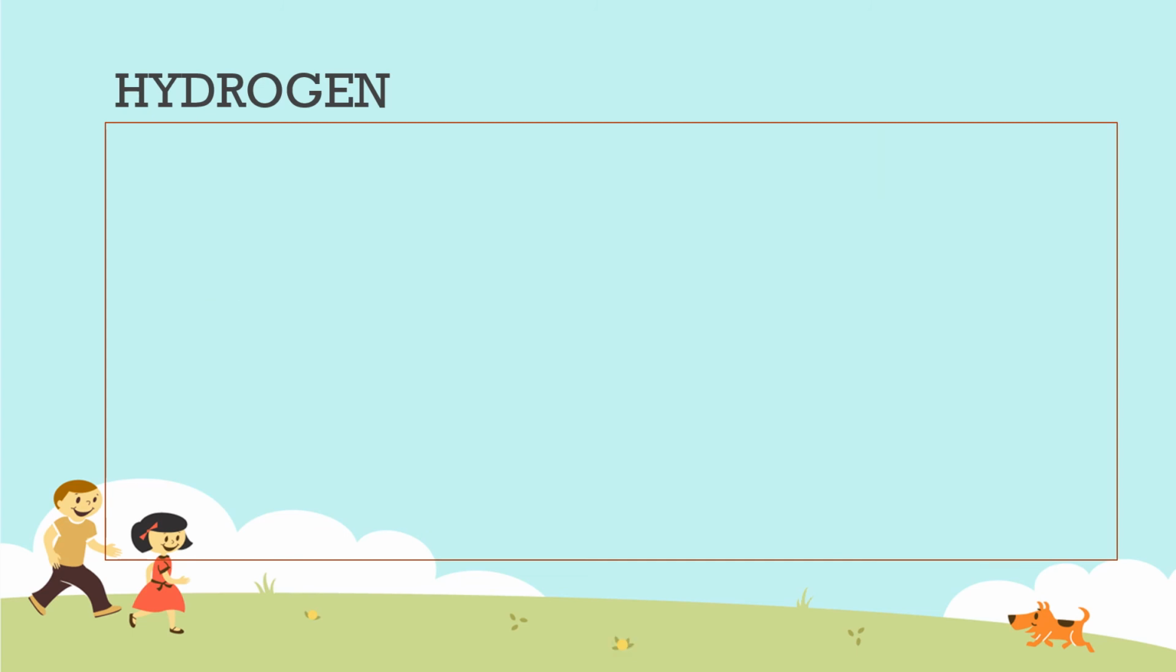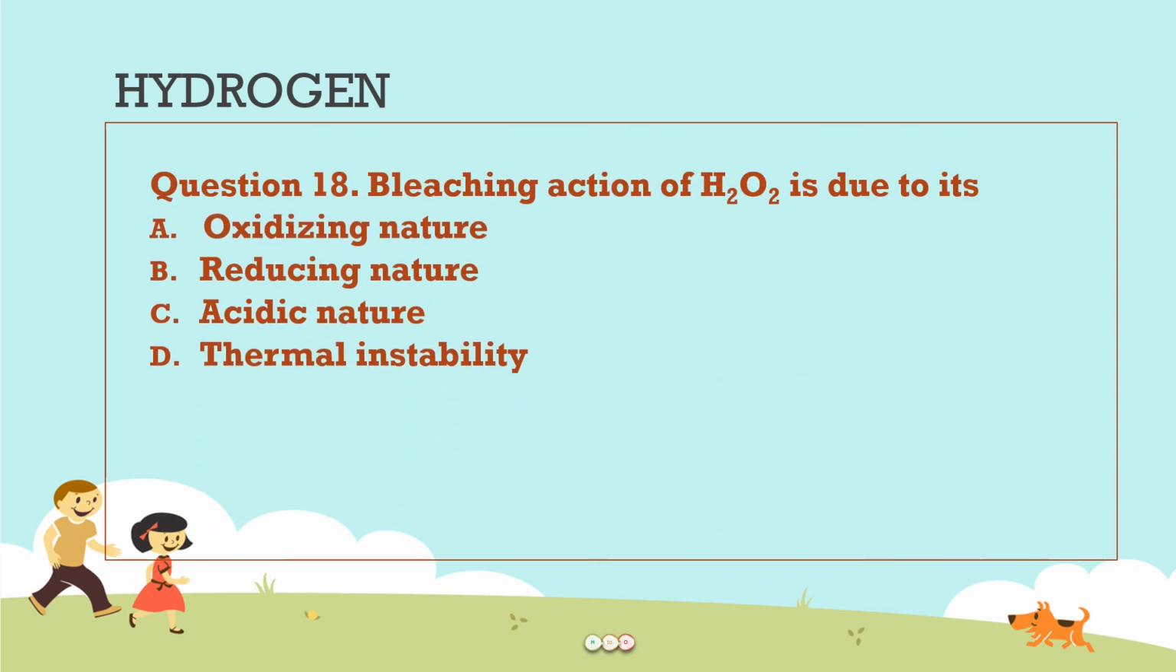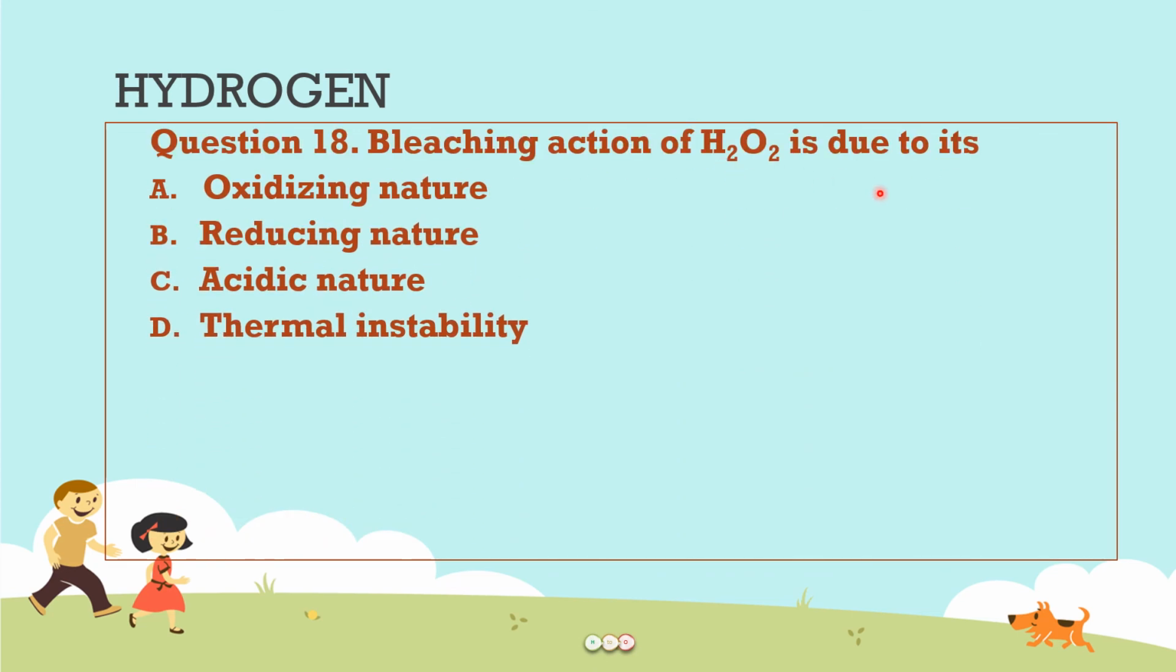So the next question we have is: bleaching action of H2O2 is due to its oxidizing nature, reducing nature, the acidic nature, or the thermal instability. The bleaching action of H2O2 is very important, and other uses of hydrogen peroxide will also be very important. So do give it a reading. Do not miss anything from hydrogen peroxide. That is my sincere advice to you people. The correct option over here is going to be D choice.